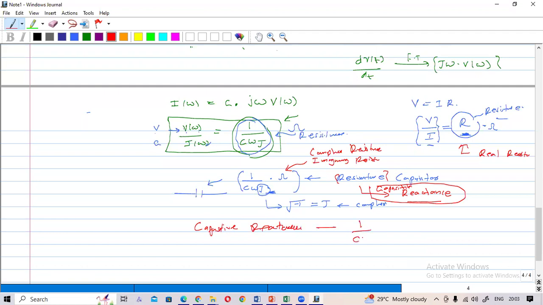That is 1 over C omega J. If you want to get this J up, what do you have to do? Maybe you can remember that. This part also we have to multiply by J. This one also multiplied by J. Then J into J, what is the value? J is the square root of -1, so J into J is -1.